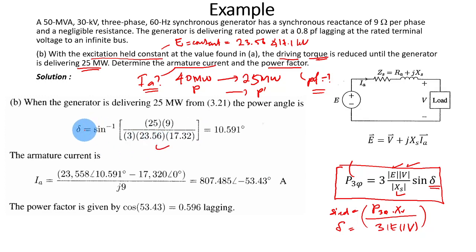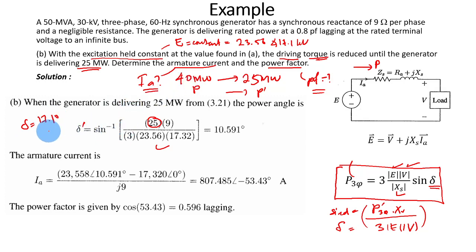So delta is the inverse sine of this, and now P is 25 megawatt. It's a new power, because previously you had 40 megawatt. Now you are reducing the exported power, the power coming out from the generator, from 40 megawatt to 25 megawatt. So you are looking at the new delta angle, because previously you had a delta of 17.1 degrees. What is the new angle?